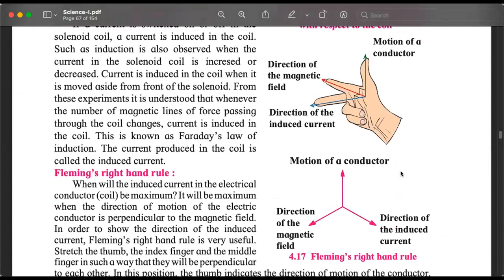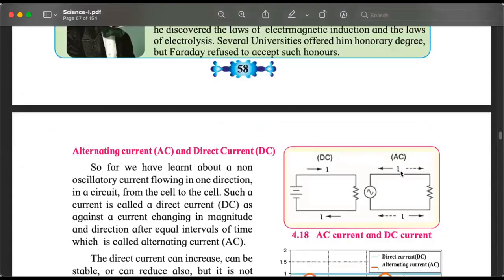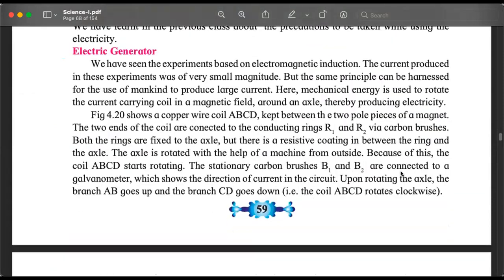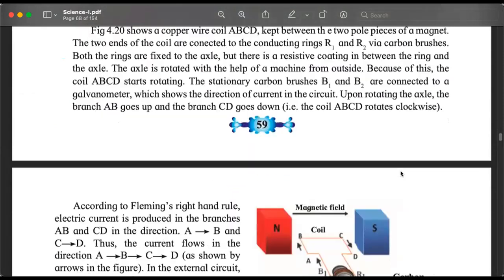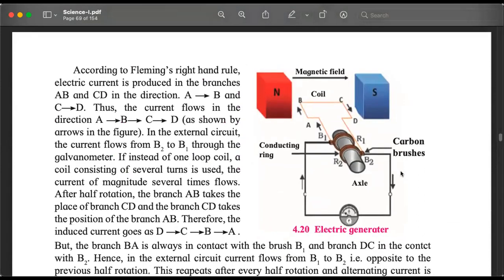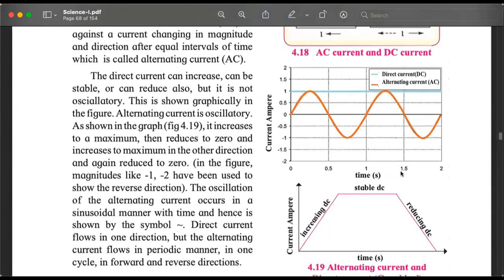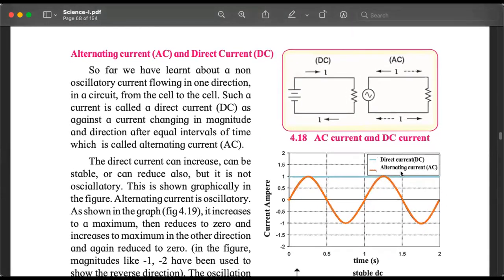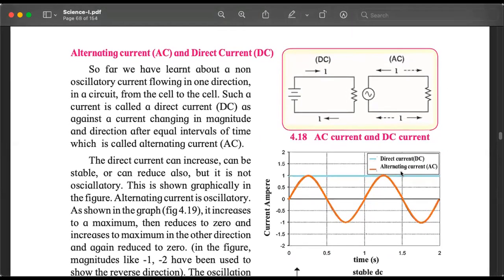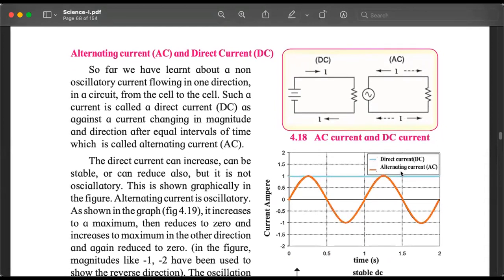And this change in the magnetic field produces a current, the direction of which is given by Fleming's right hand rule. In today's class, we understood how Fleming's right hand rule can be used to construct an AC generator. Also, we understood how the same thing can be used to construct a DC generator. We also studied in the previous class how AC is different from DC. We thought about why AC is used, and we understood that in case of AC, it is safer, it is cheaper, and there is lesser power loss.